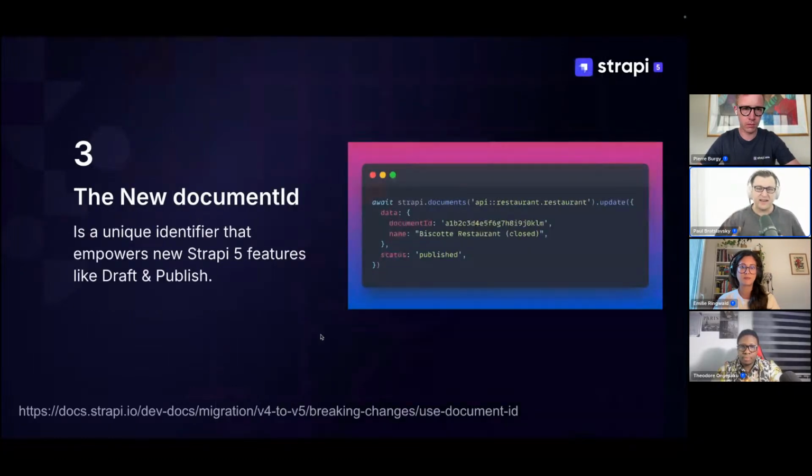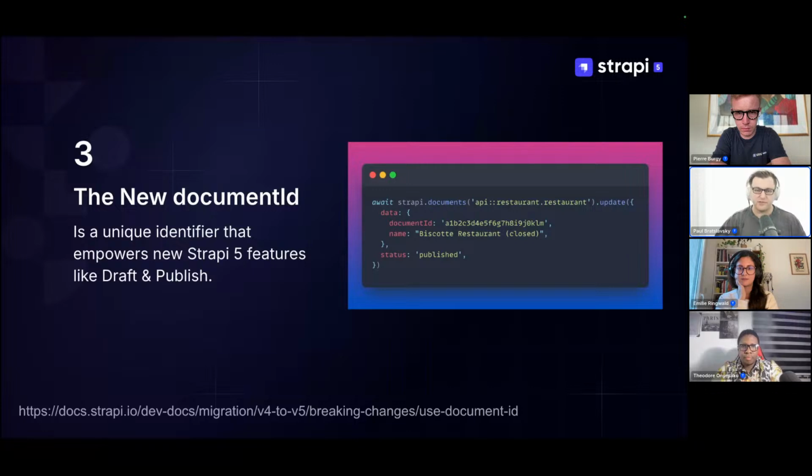And with that comes the new document ID. It's a unique identifier used to identify all the different documents that you have in your application. And again, this is a change that we needed in order to support some of these new features like draft and publish and content history, because you might have multiple drafts of a document and we needed a way to identify which document you're working on.